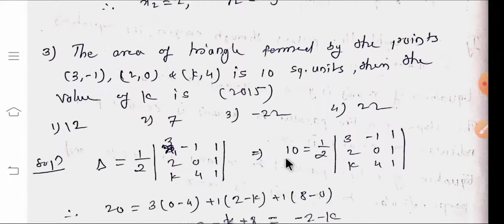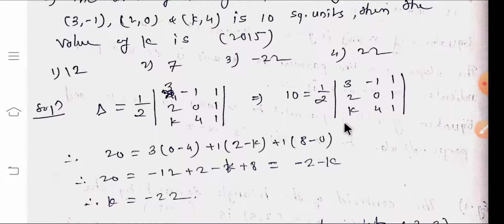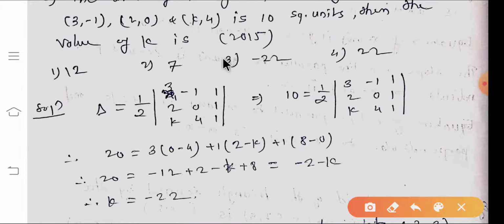So taking left hand side, that is 20 equal to expanding along x1 in this determinant, we get 3 into bracket 0 into 1 is 0 minus 4, minus 1 into bracket 2 into 1 is 2 minus k, plus 1 into bracket 8 minus 0. So therefore 20 equal to minus 12 plus 2 minus k plus 8, by simplification we get minus 2 minus k. So therefore k equal to, taking k to the left hand side and 20 to the right hand side, k equal to minus 2 minus 20, that comes minus 22. So therefore option 3 is the right option.